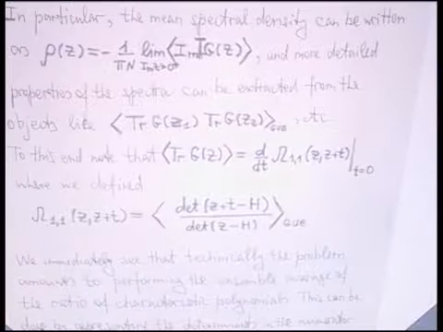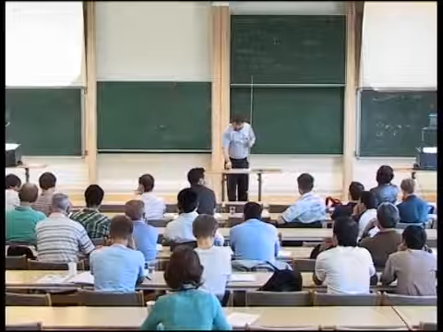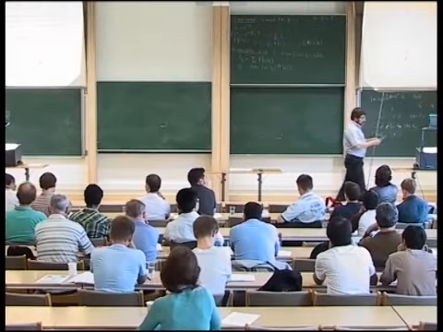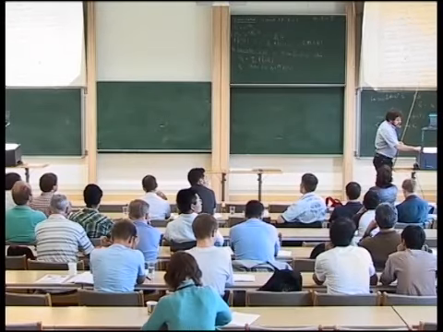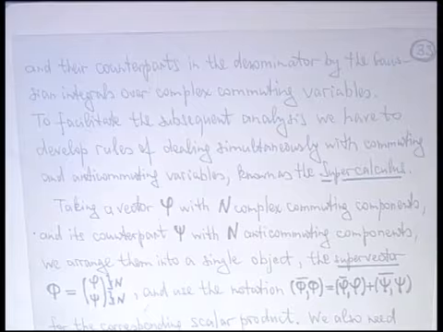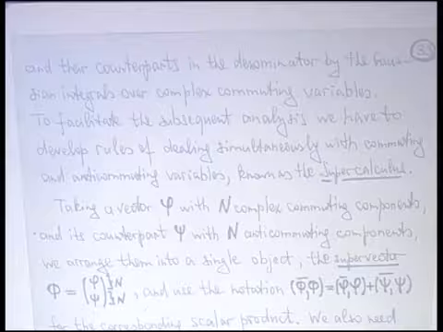As you understand, we need tools to deal simultaneously with commuting and anti-commuting variables. So let me just formulate these rules and explain the most important of them. It's frequently referred to as supercalculus.